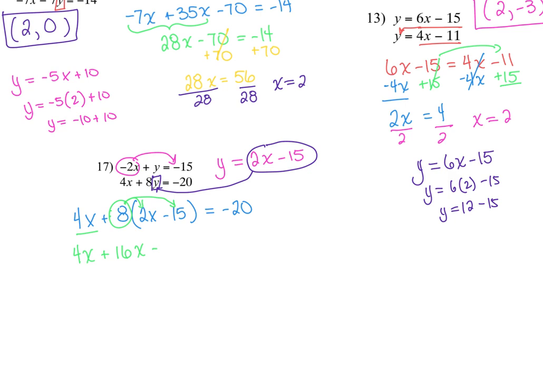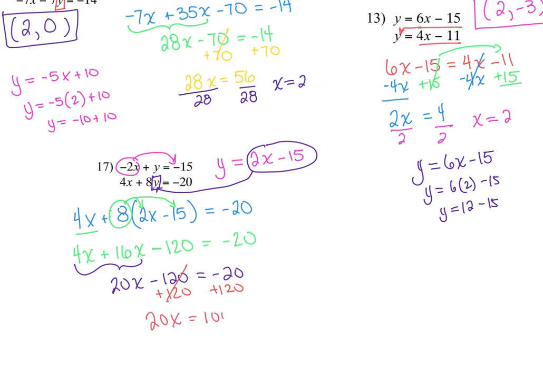So negative 120. And that equals negative 20. All right, so my next step here will be to combine those like terms. My 4x and my 16x give me 20x minus 120 equals negative 20. Move that 120 to the other side. It will become positive. So I have 20x equals 100.